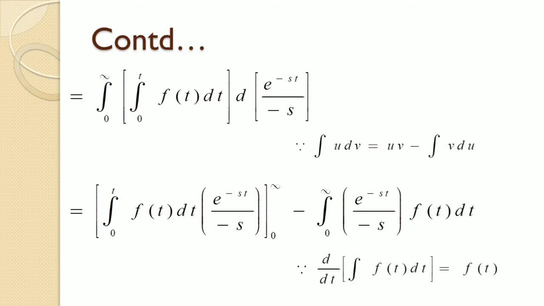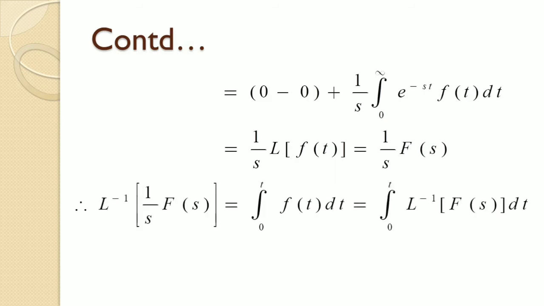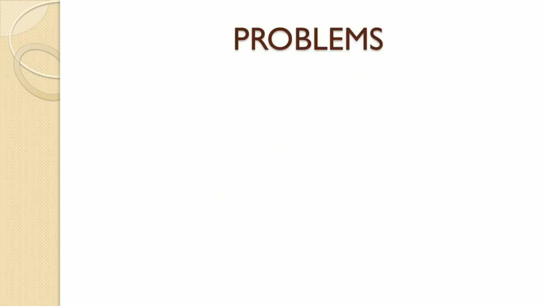Now applying the limit, we get 0 minus 0 plus 1 by s into integral 0 to infinity e power minus st f of t into dt. Now we have 1 by s into, this is nothing but L of f of t. This L of f of t can be written as capital F of s. Therefore L inverse of 1 by s F of s is equal to integral 0 to t f of t into dt, where f of t is L inverse of F of s in dt.